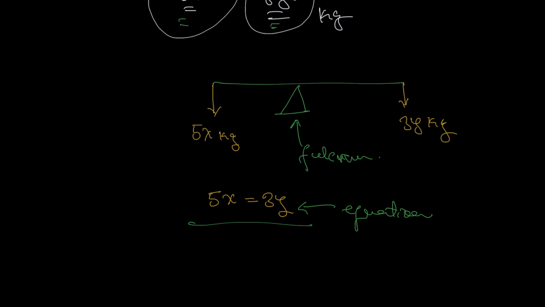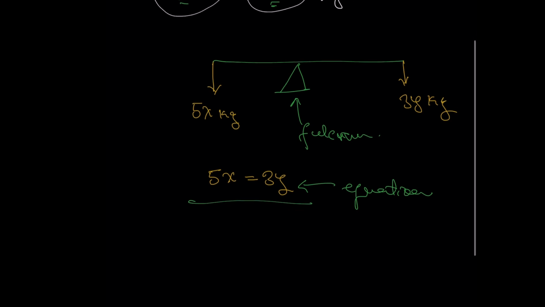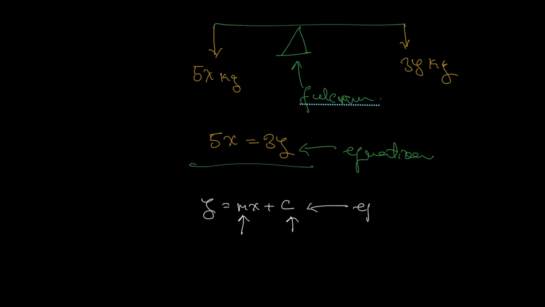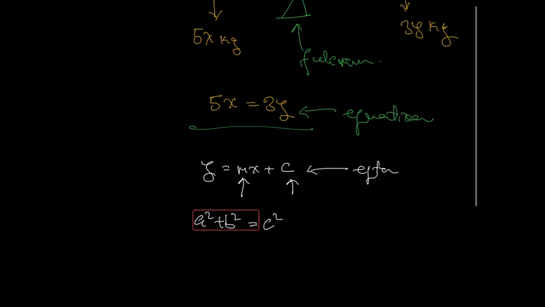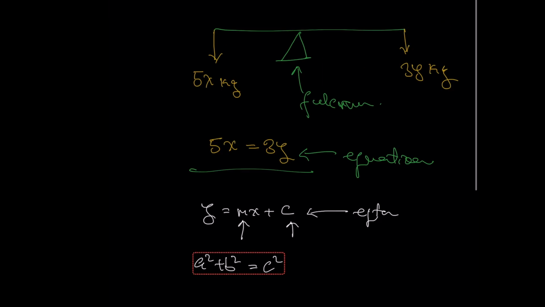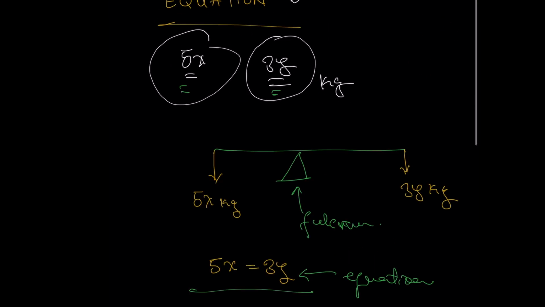So we can look at some examples of equations here. For example, the equation of a line, y equals to mx plus c, where m is the gradient and c is the intercept, and this is also an equation. You have the equation for a right-angled triangle, the sides, so a square plus b square equals to c square. So now we know what an equation is.